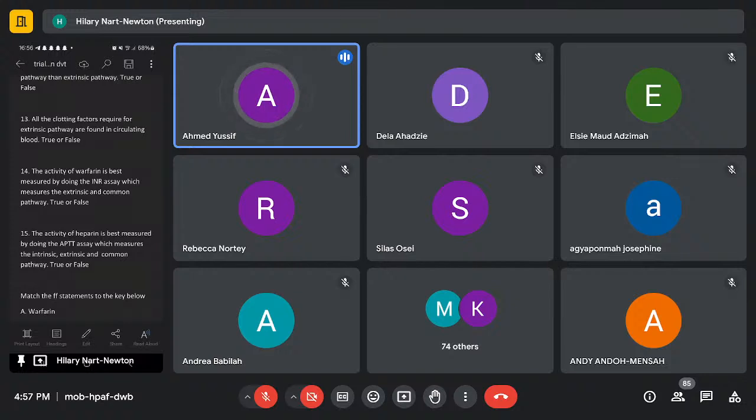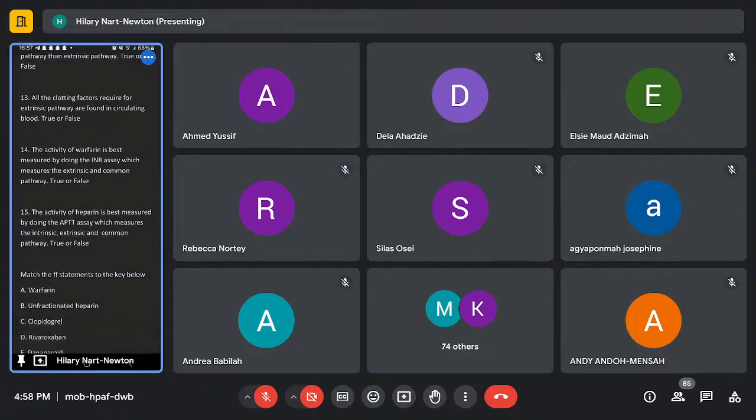All right, so looking at the term, we are talking about extrinsic. And extrinsic, something has to induce. So the tissue factor that is released is because of trauma. And that trauma to the tissue will cause the release of the tissue factor. So it's not found circulating in blood. So for extrinsic pathway, all the factors required are not found in circulating blood. So that's a false statement.